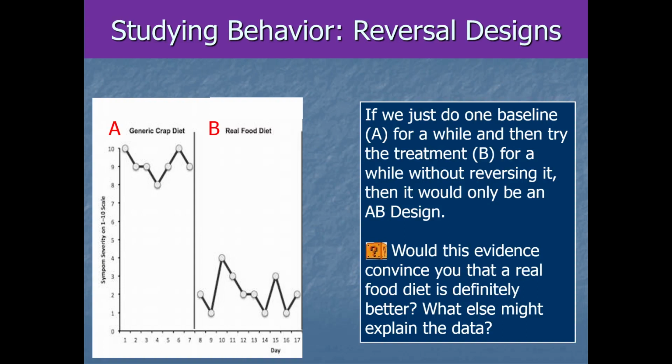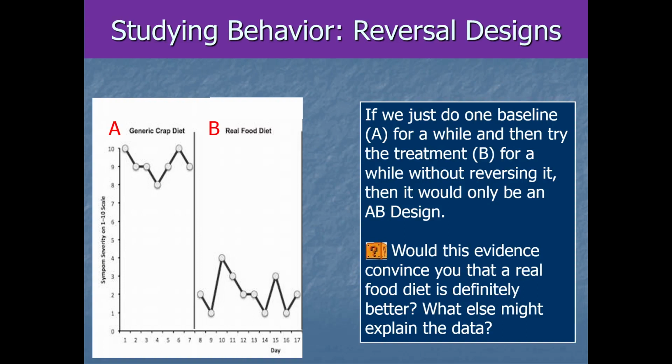Here's their data on the left here. They certainly have fewer symptoms now. We could probably all agree on that. So you can see why they got all hyped up and want to tell their friends all about the wonders of the real food diet, and they're posting about it on Insta and everything. But they've basically done an A-B design without any reversal. The question is, would this data be convincing? Would you, as a scientist, be convinced by this, that a real food diet is definitely better?